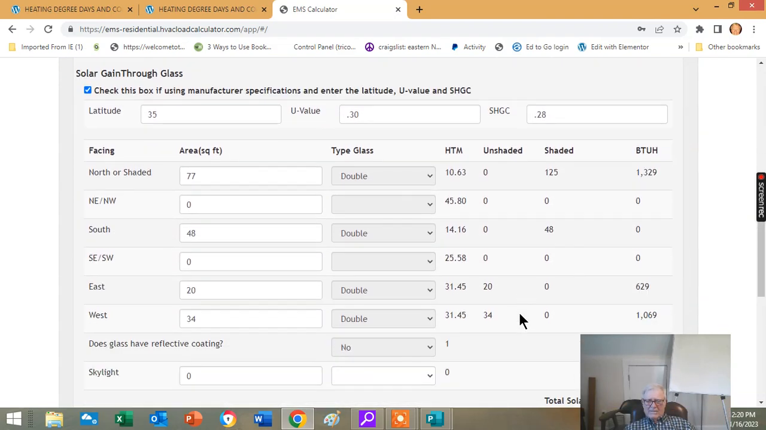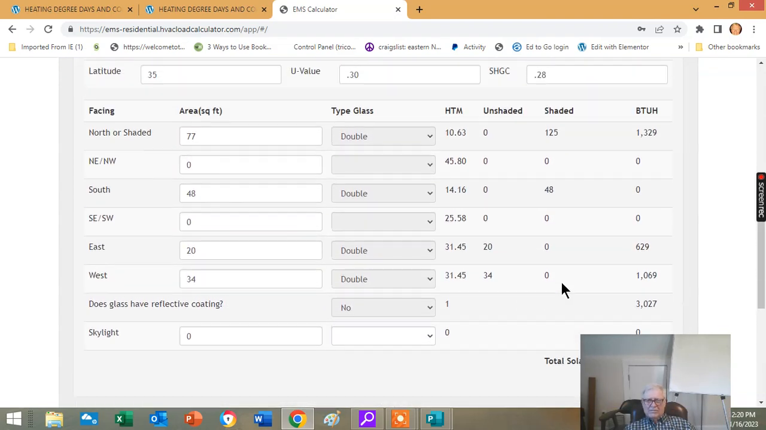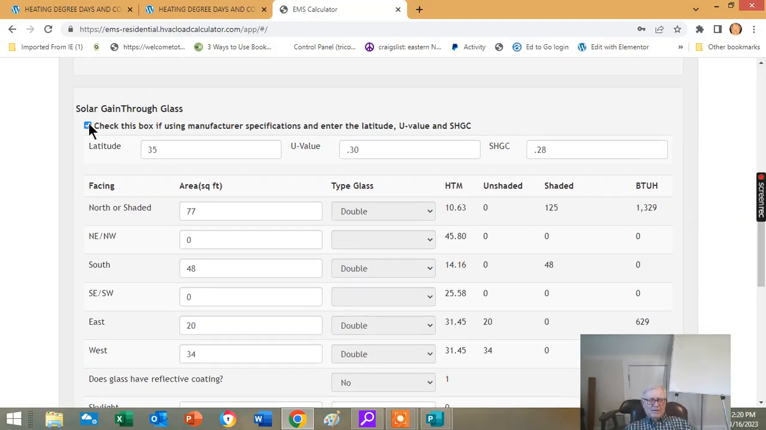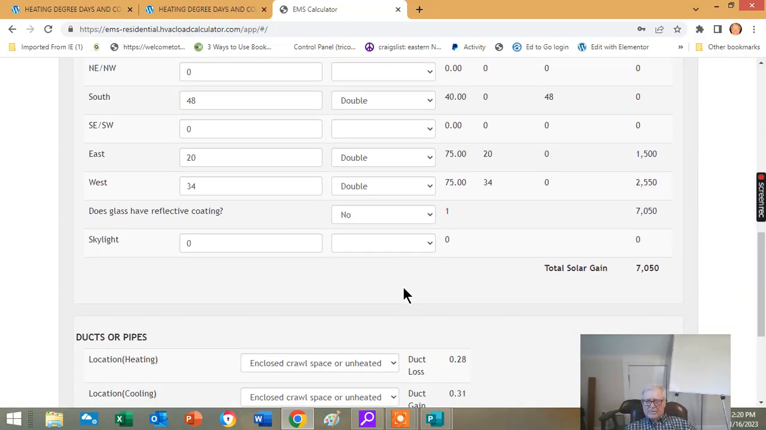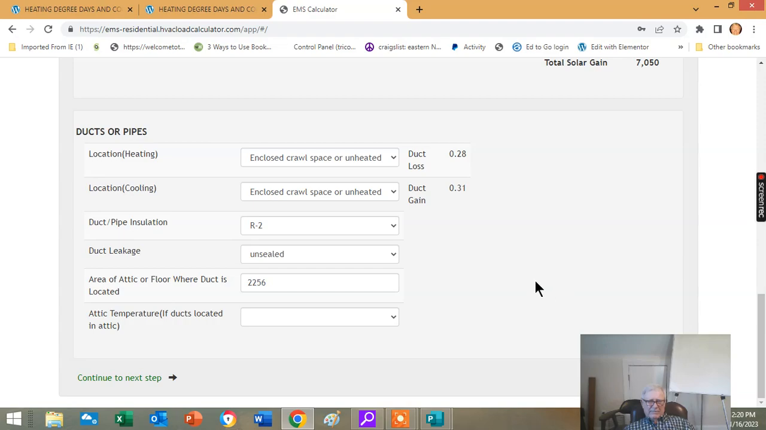Now we're going back down here. Remember we had 78. Oh, sorry. I'm going to unclick this, and you remember we had 7,800 BTUs using the generic windows. Now that we consider that some of the windows have shade, we dropped it down to 7,000 BTUs. And we have already got the ducts.